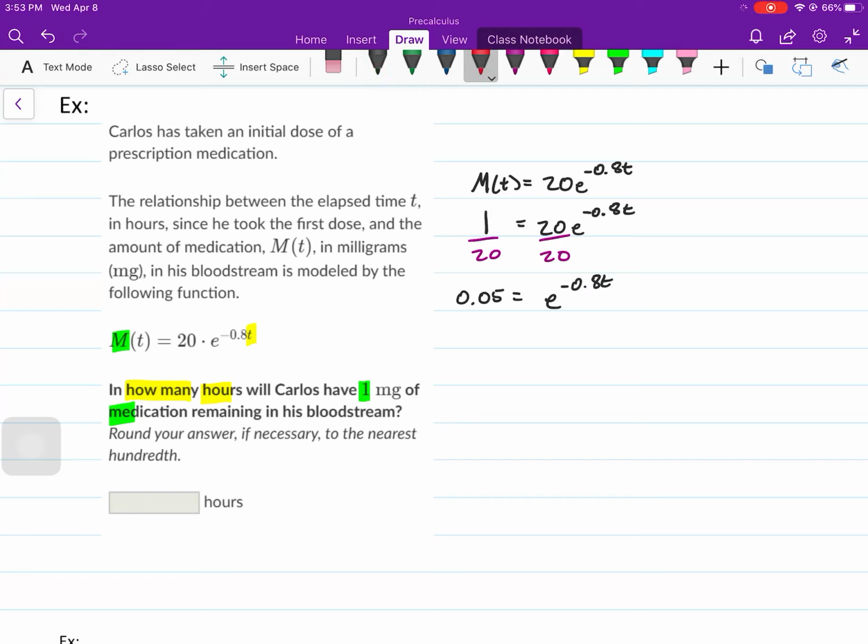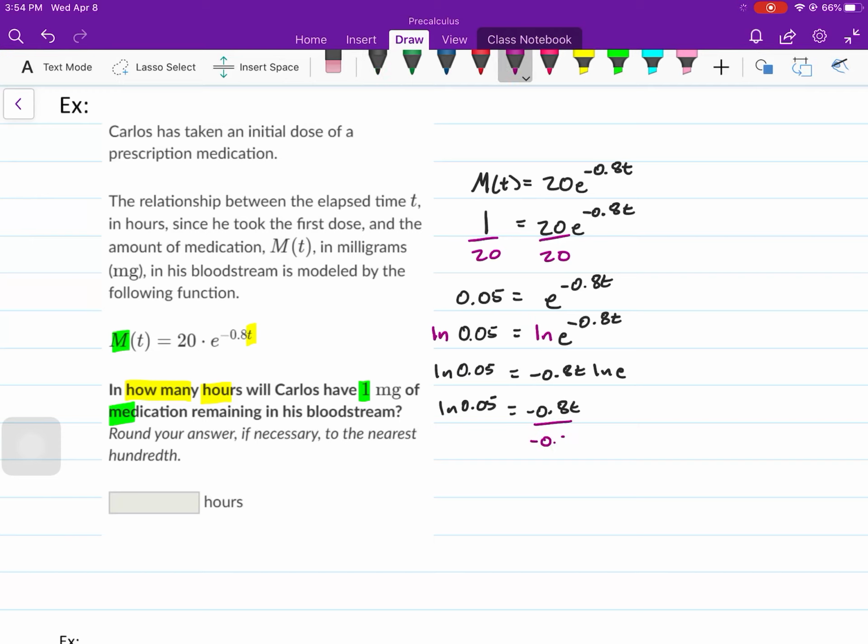So what do we do next? We're going to go ahead and take the log, natural log in this case, because we have a base of e. And what we do to one side, we must do the other. Keep making mistakes here, give me a second. And so from there, the exponent comes down, and the natural log of e just ends up being 1. So we have negative 0.8t equals natural log of 0.05.